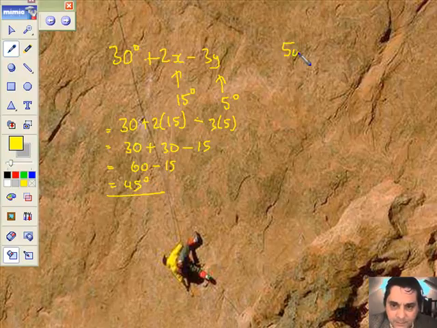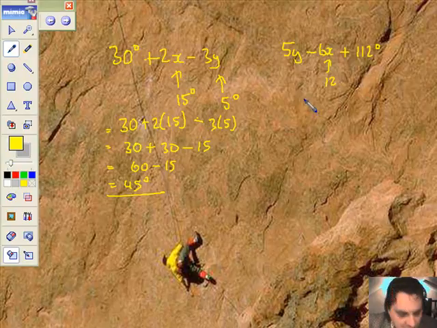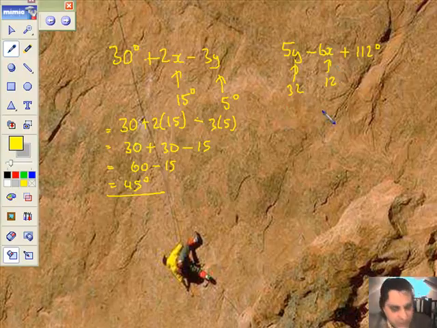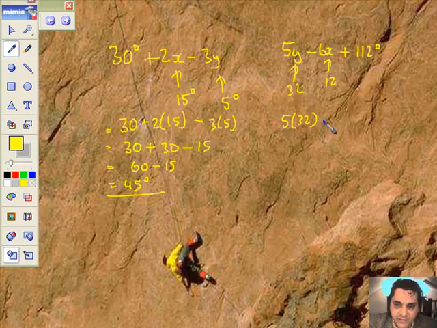I've got 5y minus 6x plus 112 degrees. I'm told that x is 12. I'm told that y is 32. So what have I got? Substituting these values into the x and y as shown, I've got 5 lots of 32, take away 6 lots of 12, and then add on 112 degrees.